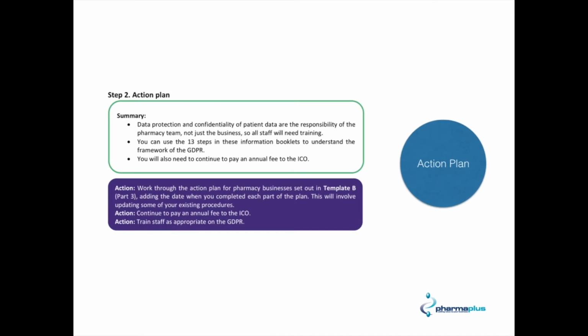There are three potential actions here. The first thing is look at template B, and each time you complete an action, you'll need to sign it off. The second thing you'll need to do is continue to pay your annual fee to the ICO, and also you'll need to train your staff in GDPR. And the workbook that we mentioned in video 1 could be excellent use of material there to train your staff up.